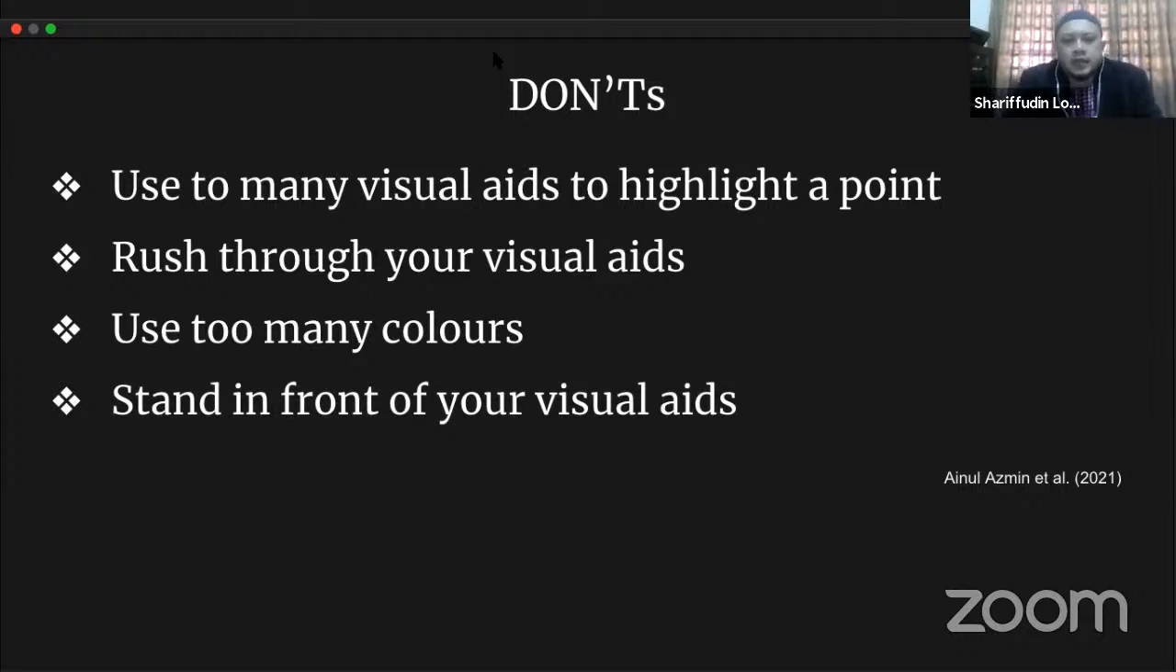Jangan terlalu sibuk sangat. If it's a poster, then it's okay. Dia tak bergerak. But slides kita nak change the slide as we progress through our speech, and then nanti it will become a distraction instead of helping with your presentation, your speech, right? Okay, and this would be a problem. The last one for the don't: stand in front of your visual aid. Kan? Ni masalah.